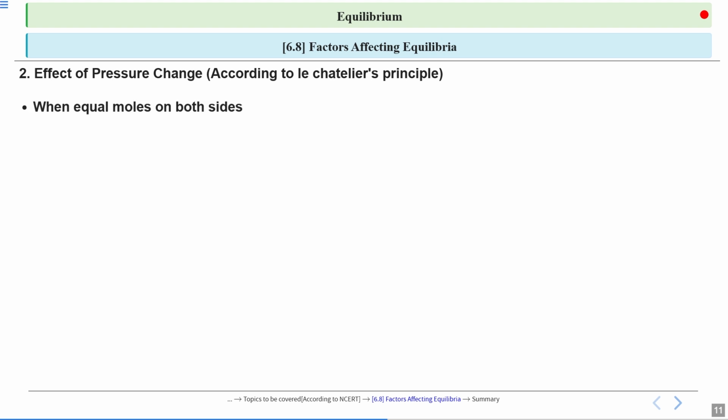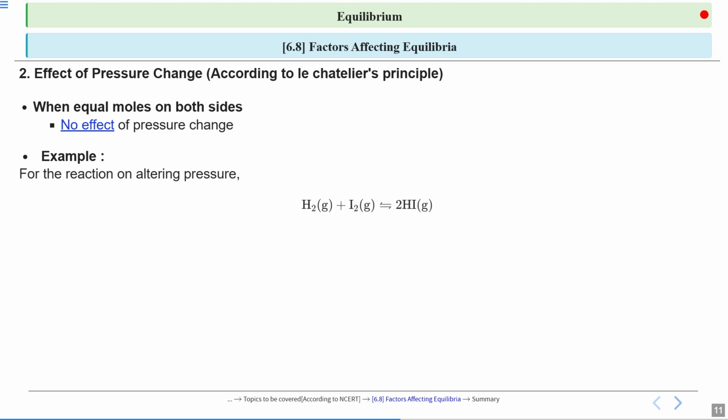Now suppose we have equal moles on both sides. There is a situation where there are equal moles on both sides. Then what will happen? Then remember, there will be no change in the equilibrium state upon changing the pressure, because on both sides we have the same number of moles. For example, if you take H2 plus I2 giving us 2HI, you have 2 moles on the left hand side, one of H2, one of I2, and 2 moles on the right hand side, which is of HI. So the net change in the number of moles is 0 in this case.